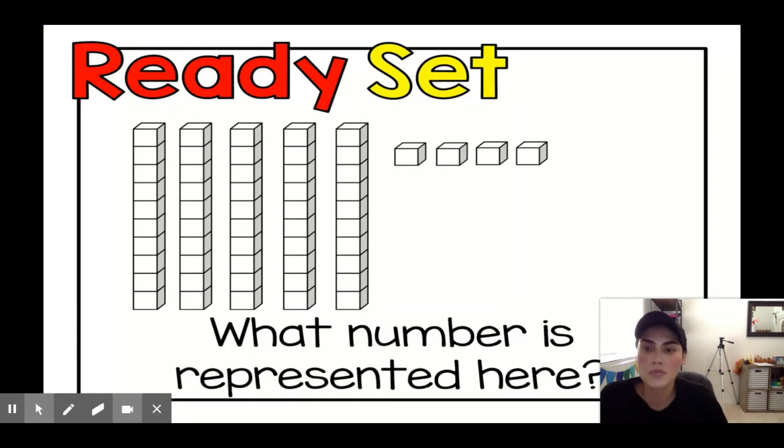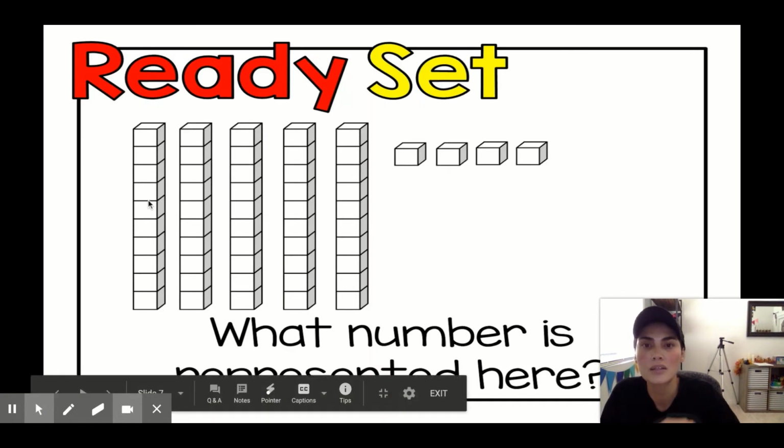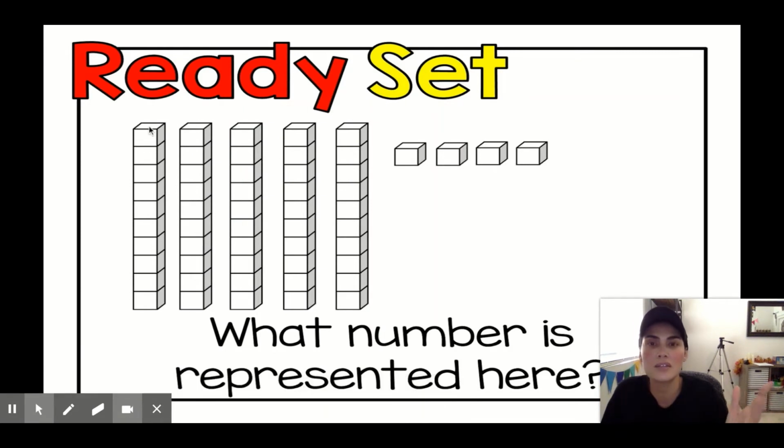What number is represented here? Well, let's count and figure it out. These are 10 blocks, or 10 rods, and these are 1 blocks. We're using base 10s to figure out this number. If I know each of these is 10, I can count by 10s. Let's do it. 10, 20, 30, 40, 50. Now I'm going on to my 1 blocks. 51, 52, 53, and 54. So this number represented is 54.